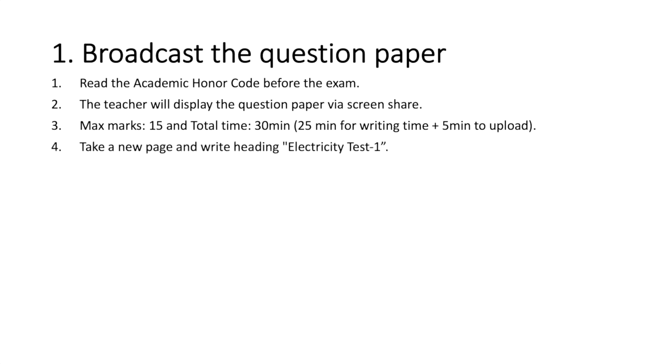Then we have to tell the students that they have to take a new page and write the heading Electricity Test 1. The test is from the Electricity chapter. You will get an idea while correcting also, that is Electricity Test 1. If it is other chapters, they have to write the chapter name and the test number. Or they can write the same thing on an A4 sheet, but still they have to write the test name, that is mandatory.